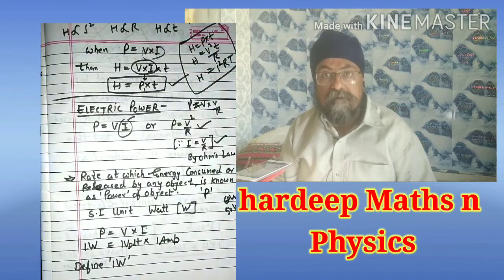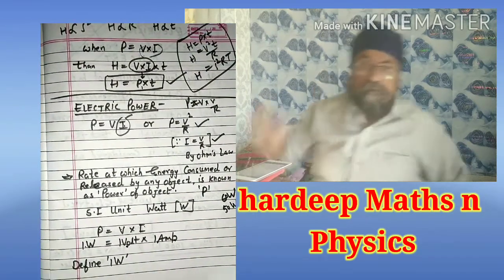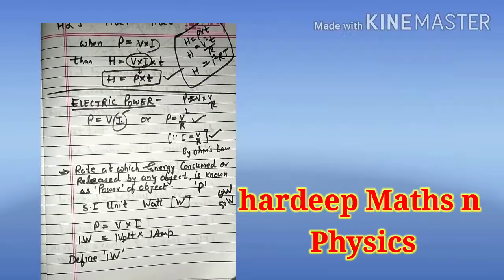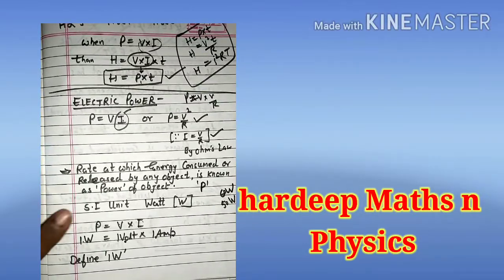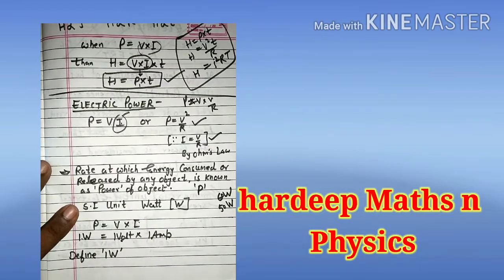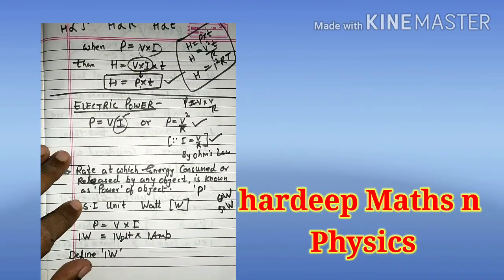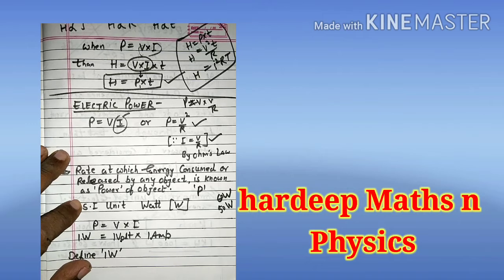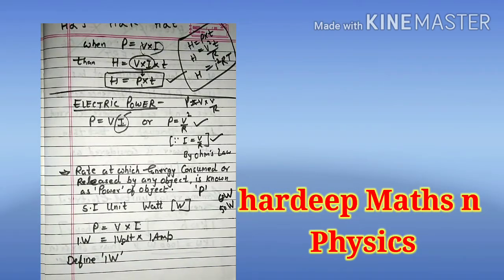If resistance is more, then the heat produced or consumed by that device is more. Third, H is directly proportional to T. That means heat produced or consumed by any device is directly proportional to the time for which that equipment is used. I think you are able to understand this topic.